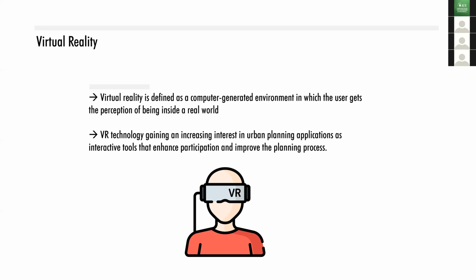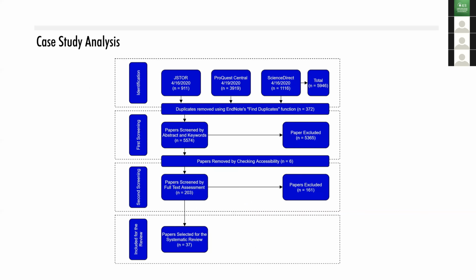Our third and final definition is virtual reality. It is a computer-generated environment where users get the perception of being inside a real world. As with everything else, VR is gaining increasing interest in urban planning applications because the tools are interactive and have huge potential to enhance participation and improve the planning process. After we went over the terms, now we move into the case study analysis.